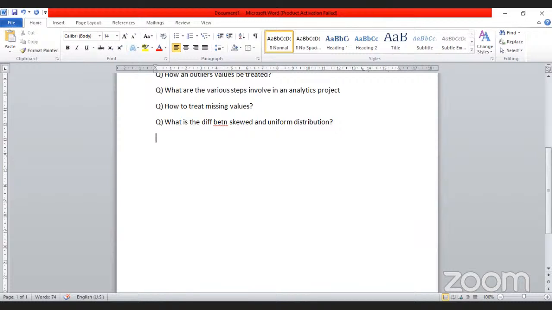Then what is skewed? A distribution that has more observations on one side, right? It could be on the left hand side or on the right hand side. That is the skewed distribution. Okay, if we have more observations on the left hand side, that is a right skewed distribution. We can say it is a positive skewed distribution. If the maximum observations are on the right hand side, we can take it as negative skewed. Okay, we will take it as a left skewed distribution.